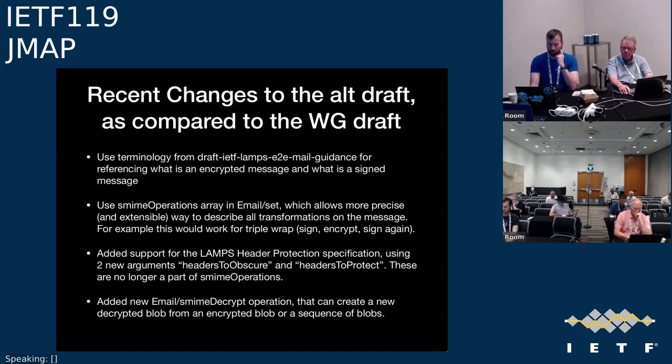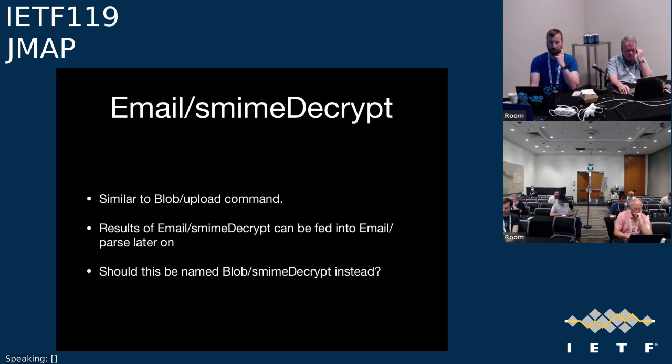Next slide. Right. So Email/SMIME/decrypt basically takes a blob ID, which is one of the body part blobs of the message you're trying to decrypt, and it produces a new blob. And if there is nothing to decrypt, it just returns the original.